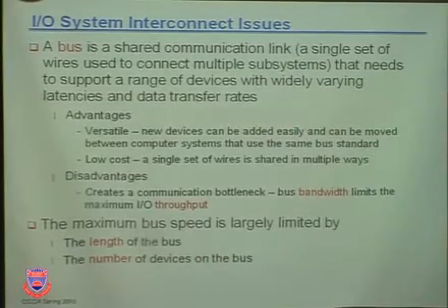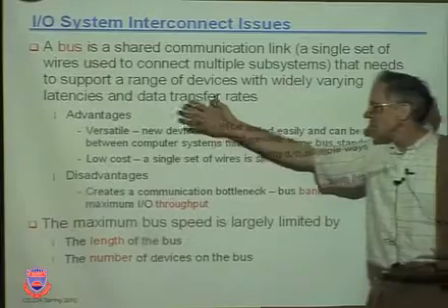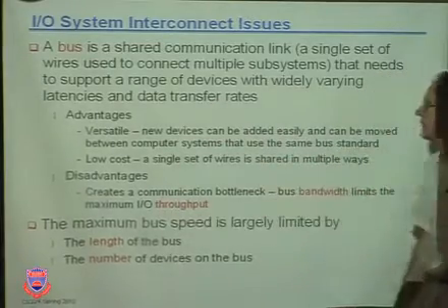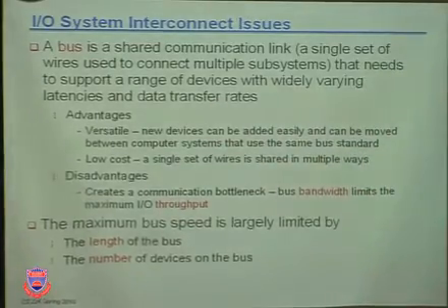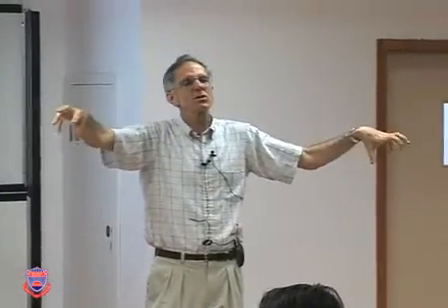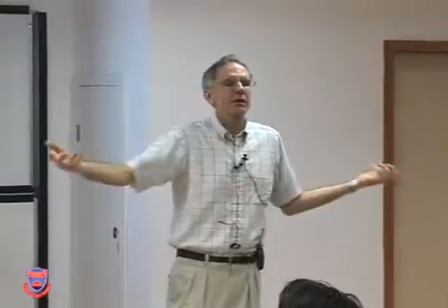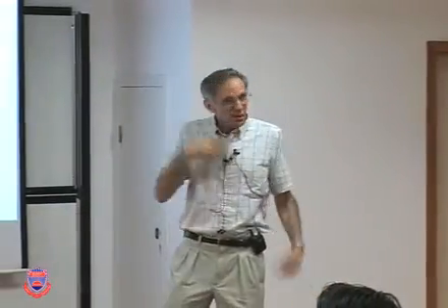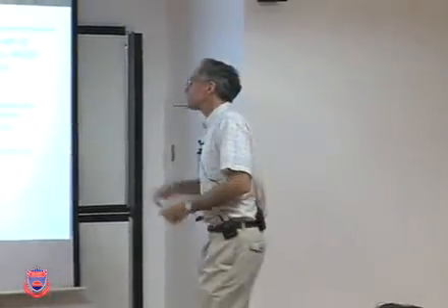Now, if you use a bus, you get some advantages, but you also get some disadvantages. Well, let's have a look at it. Buses are versatile and they're low cost. Basically, the bus is just a passive system with active transmitters and receivers on the ends. It doesn't cost much to make a bus. It's a cable or a set of wires on a motherboard or something like that. So they're low cost because you're able to share the wires.